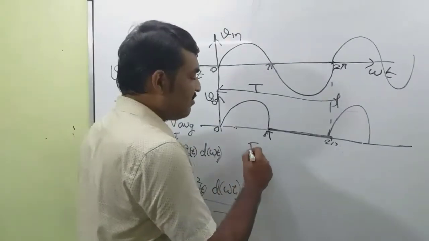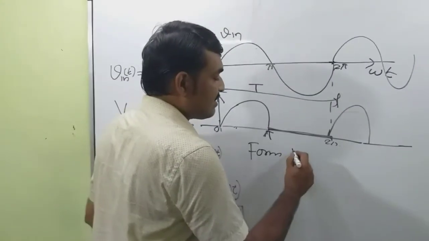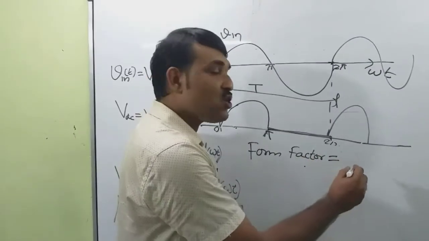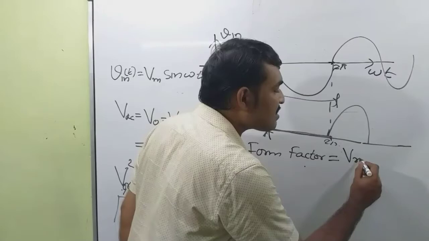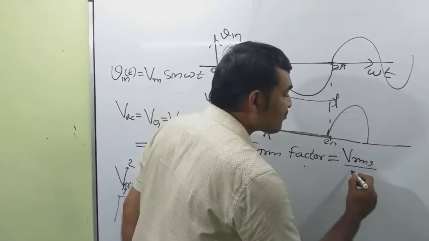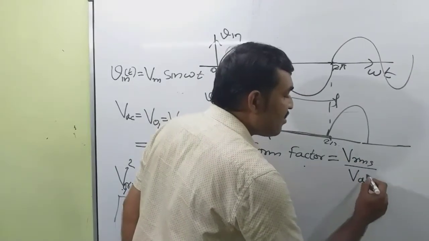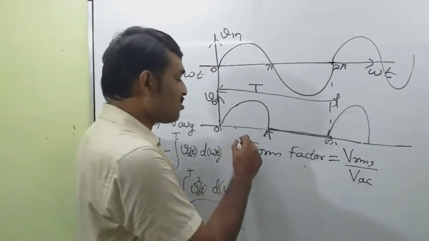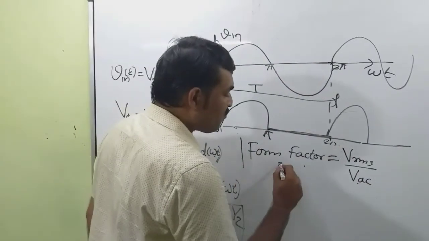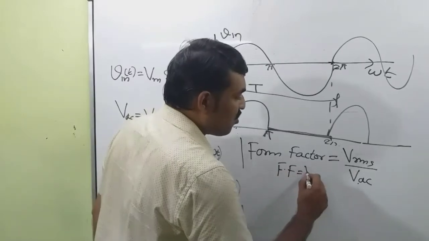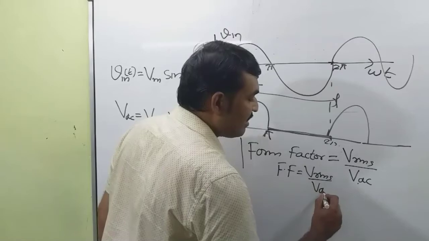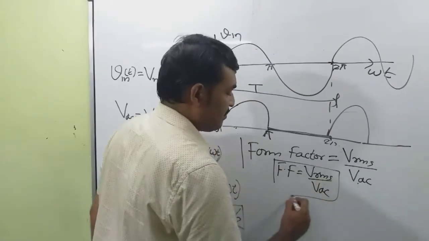Form factor we define as the ratio of the RMS value to that of the average value, that is VRMS by VDC. VDC is the average value of the output. So this is the definition for form factor. Form factor is equal to VRMS divided by VDC. Okay.